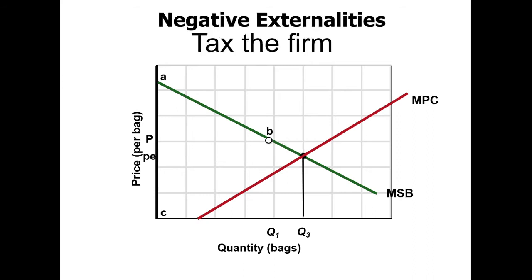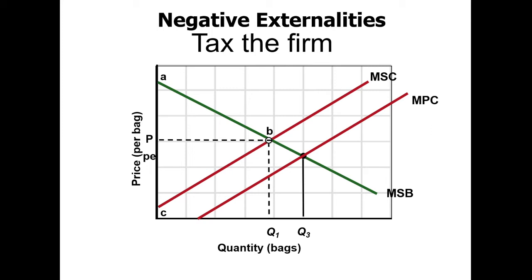And the best way to get rid of that is to tax the firm, where we'll now shift the supply curve to the left. That's our marginal social cost. And we're now at Q1, and we've eliminated the negative externality. We've now made the firm pay the full cost of producing the good.